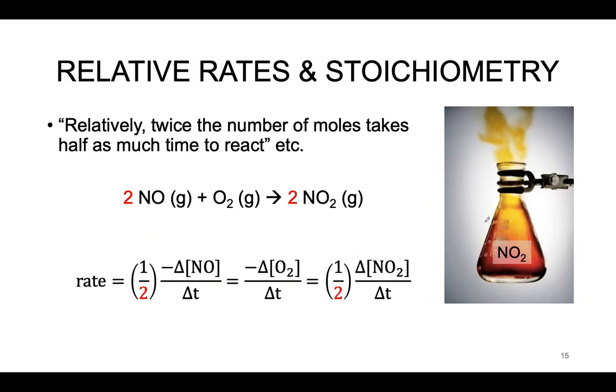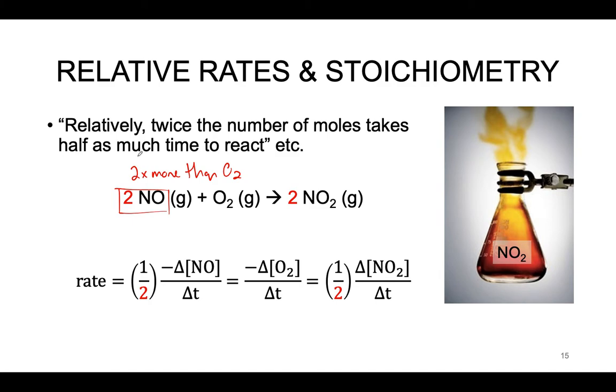And so we can represent this by observing quantitatively that the stoichiometry of the chemical reaction is also going to provide us with a relative measure of our rate. In other words, relatively, twice the number of moles in a chemical reaction will take half as much time to react. Now this follows the exact same observation that we made on the graph previously. If we have a 2 in front of the nitrogen monoxide, that means that we have to use 2 times more than the oxygen. Therefore, it gets used up twice as fast.